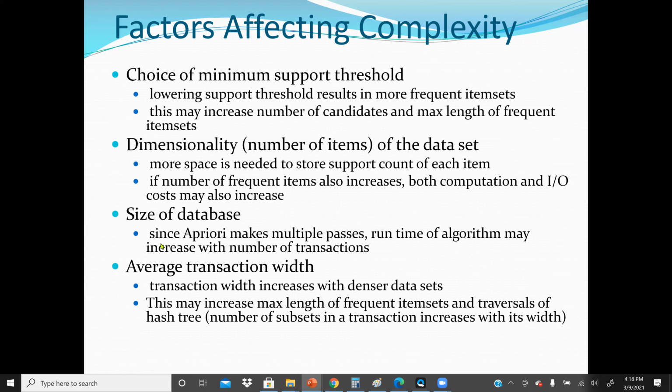We also need to consider the size of the database. Since Apriori makes multiple passes, the runtime of the algorithm may increase with the number of transactions. And the average transaction width increases with denser data sets. This may also increase the maximum length of the frequent item sets, and also the traversals of the hash tree. The number of subsets in the transaction increases with its width. And we may go into more detail about using the hash tree in association.